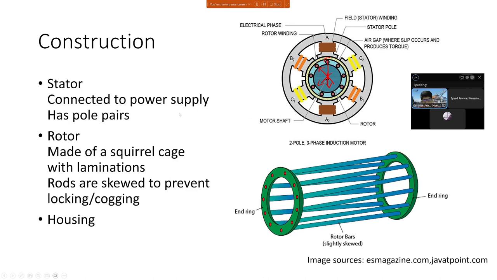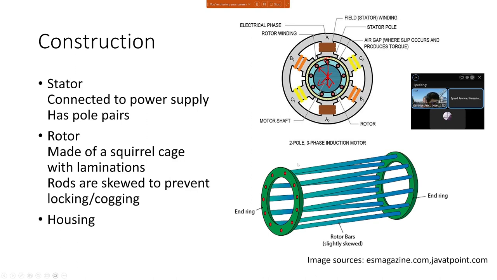So that is the stator connected to the power supply, and it has pole pairs. What we're looking at here is two poles, because for one phase, you have one pole on this side and another pole on this side, which is one pole pair. Usually it is the number of pole pairs per phase which is important to us, which I'll show you later in the calculations.